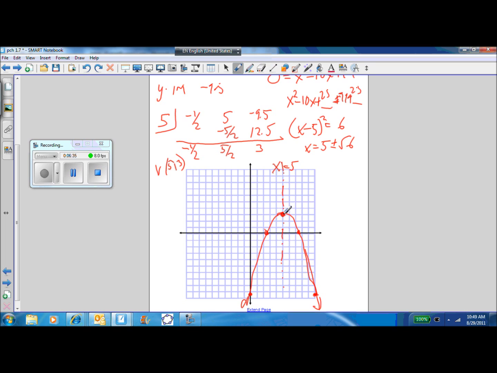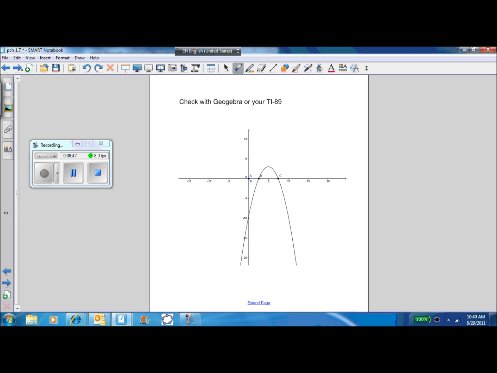You're always going to have a vertex. You're also going to have a y-intercept. Now, the y-intercept and x-intercept might be the same thing, so then look for a few more points, but 5 is a good number to draw. And if we compare this to what we've got on GeoGebra, we did a good job.